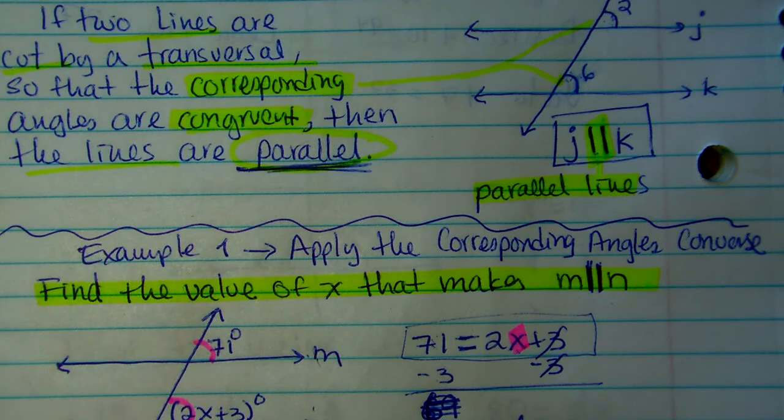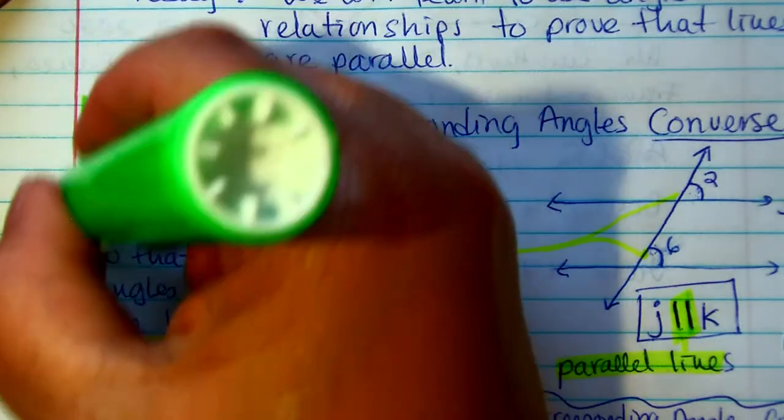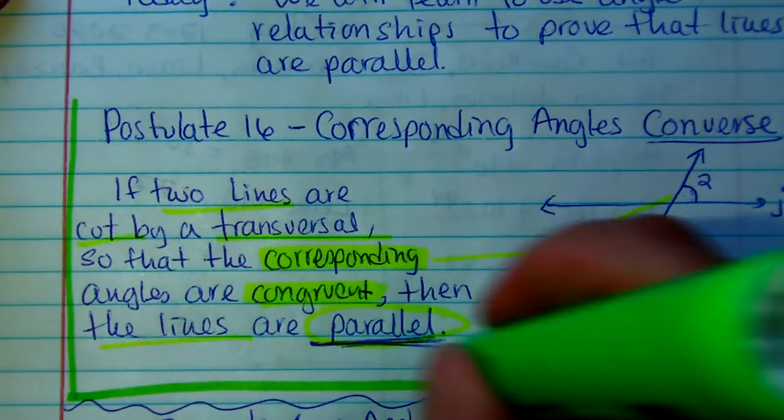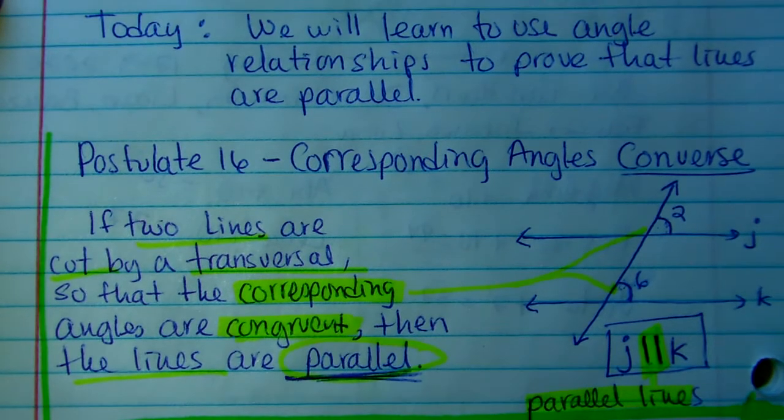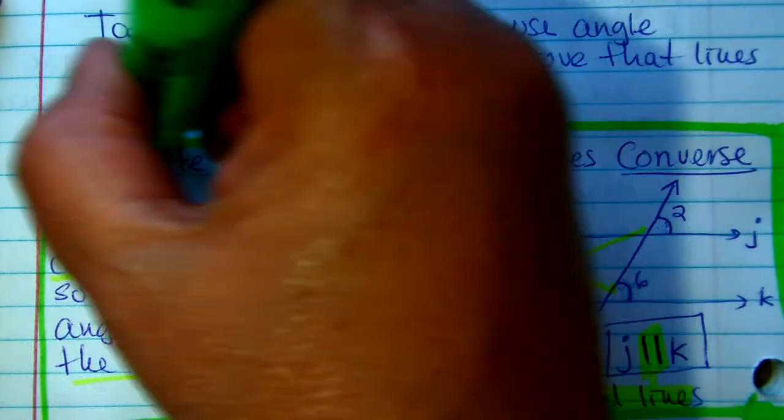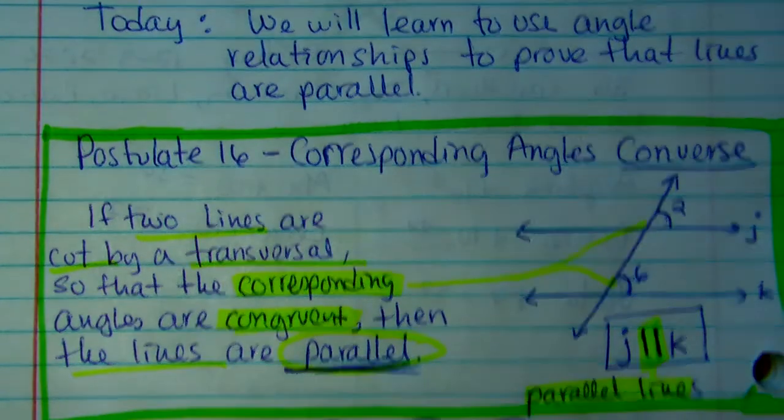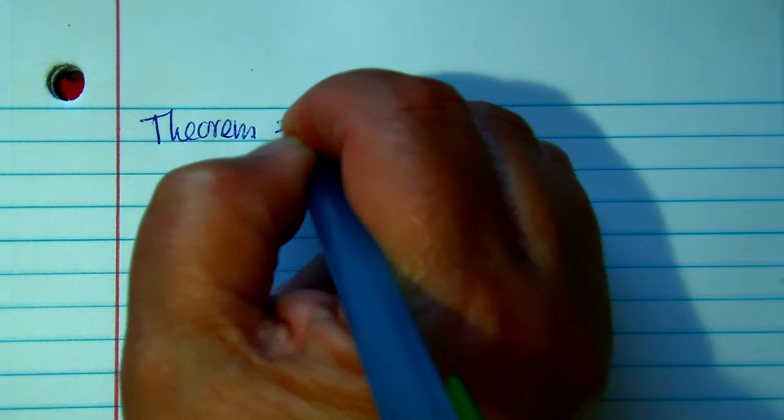I'm going to box this postulate. Remember that you have to show me your highlighting. Okay. Next. Theorem 3.4. I'm going to be writing on this side of the paper and doing the diagrams over here. Theorem 3.4.